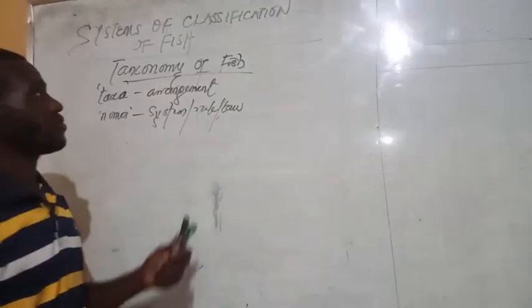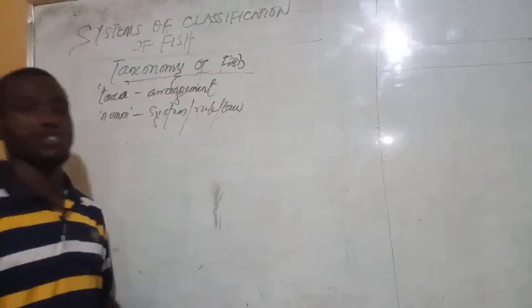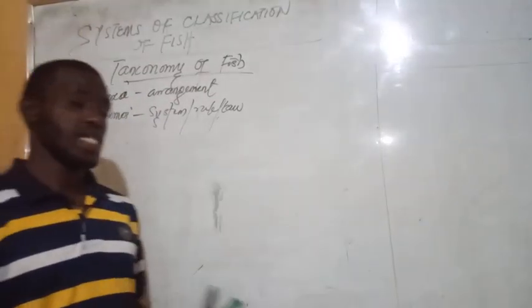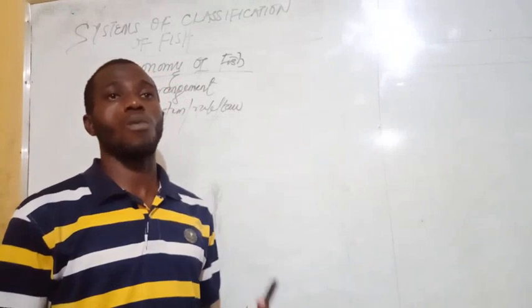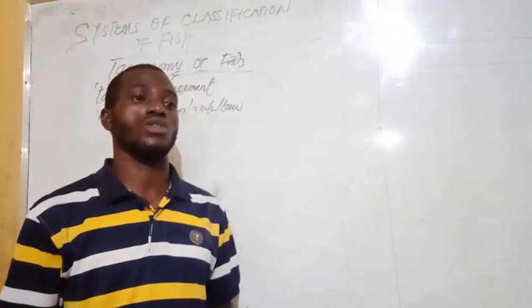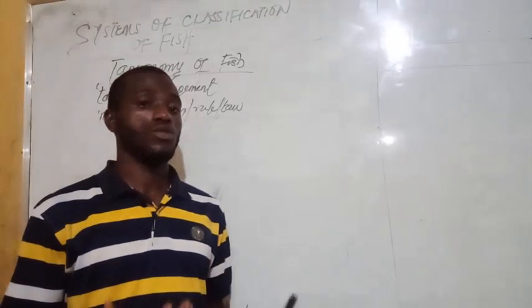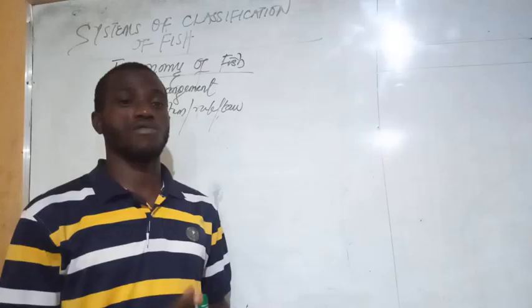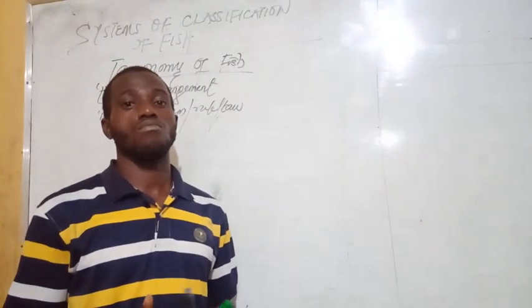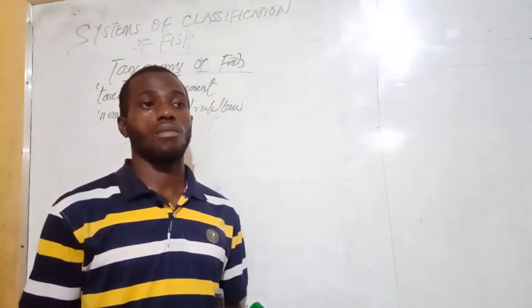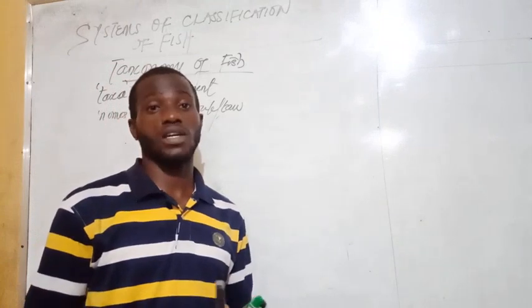Now, talking about the taxonomy of fish. Over time, a lot of scientists have come up with different systems of classification as they deem suitable, and have classified fishes based on many different factors.